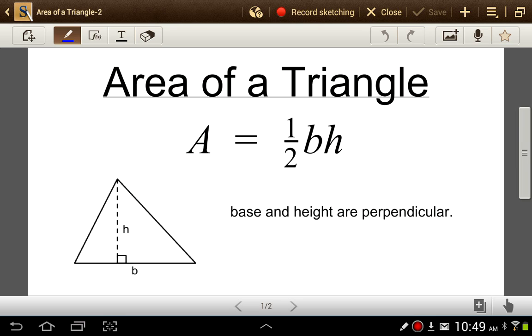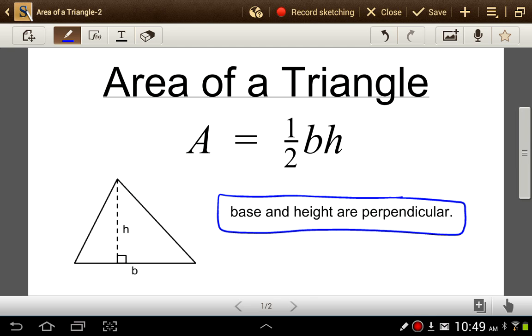Now for your calculator, you can use 0.5 to help you with that. Just like our parallelogram, our base and our height are perpendicular. That is very important when you're working with these. So again, you're looking for that symbol to show that they are perpendicular. It does not have to be base on the bottom, height going straight up. The shape can be rotated, so you have to look for that perpendicular symbol to help you with the question.